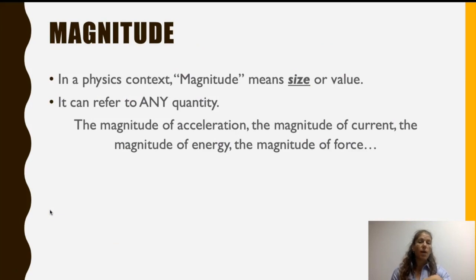So first thing, magnitude is just a fancy word for size. So the magnitude of acceleration, the magnitude of your electric field, the magnitude of your force, anything, it's just how big it is. So it's just a value.